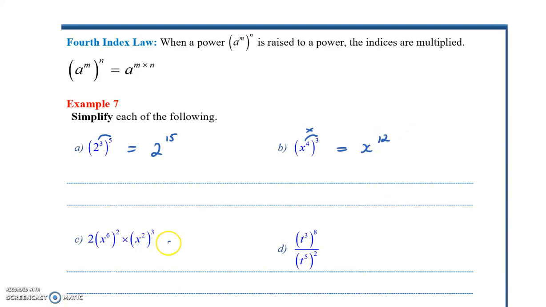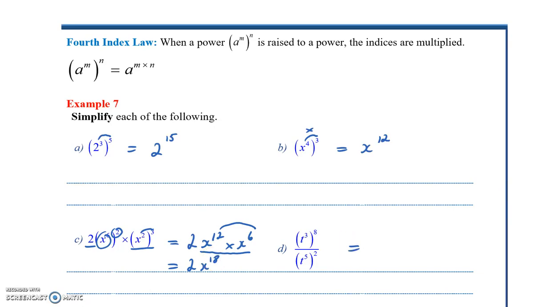In question C, we have 2 lots of x to the 6 to the power of 2. Let's simplify x to the 6 to the power of 2 first. Power to a power means we multiply that. So 6 times 2 is 12. We still have 2 lots of x to the 12. In our second bracket, we have x to the 2 to the power of 3. Multiplying 2 and 3 is 6. We have x to the 6. We can go one step further, because here we have like bases, and now we add our powers using index law 1. 12 plus 6 is 18, so it's x to the 18.